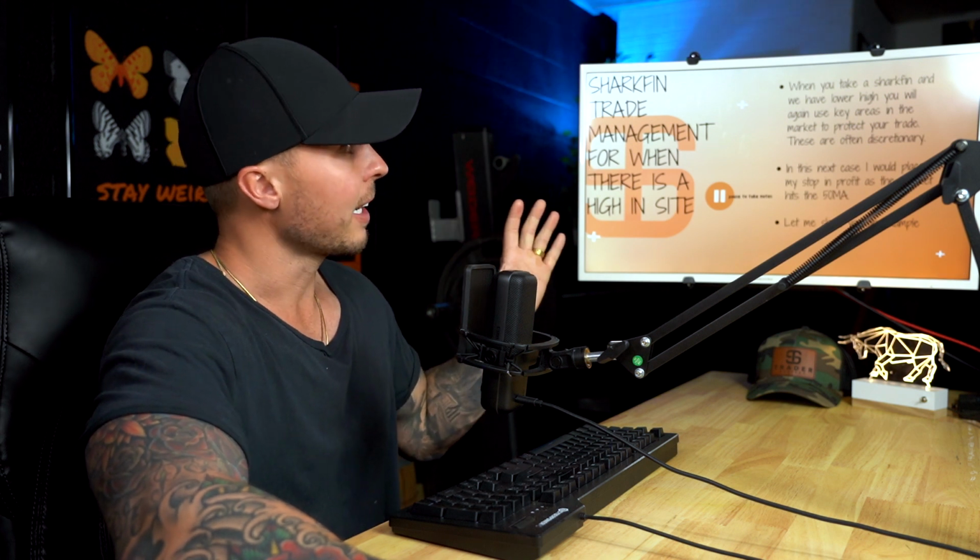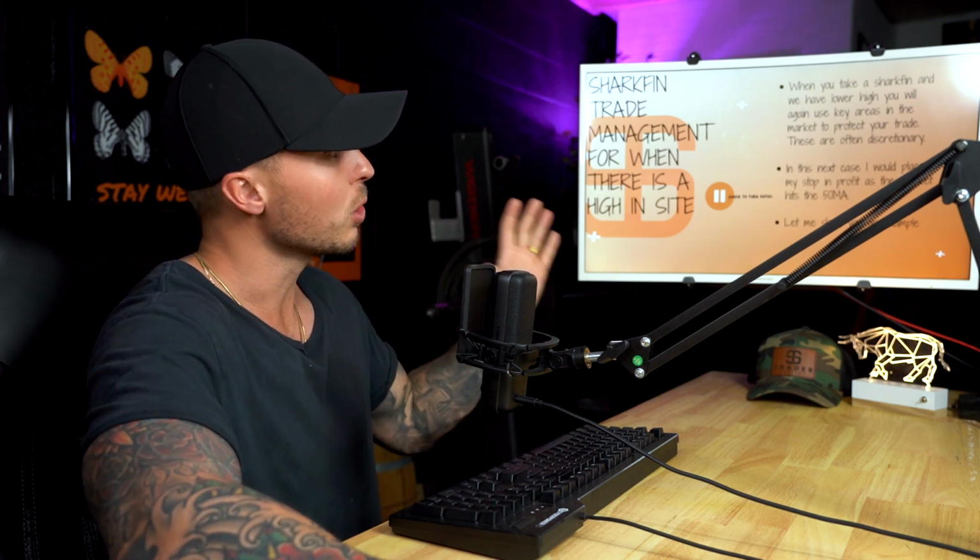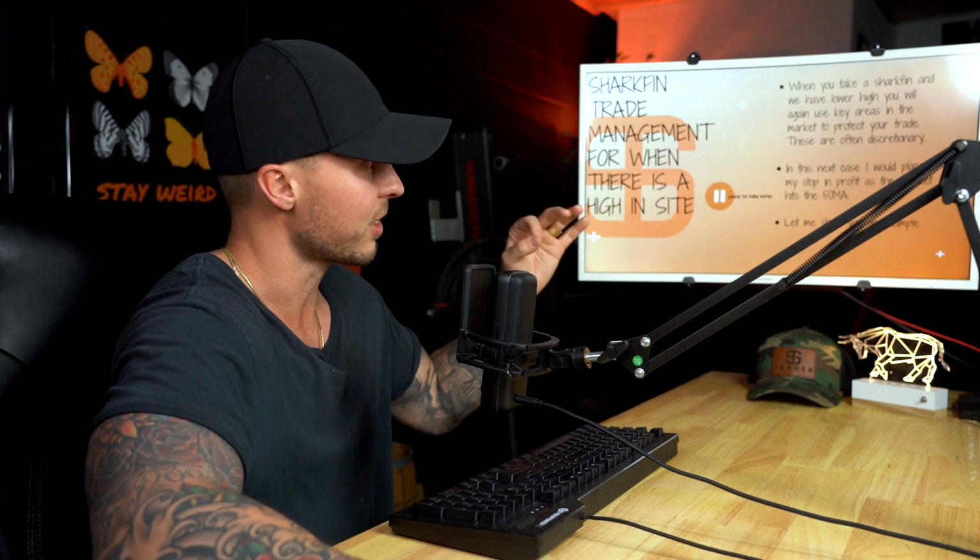When you take a Sharkfin and have a lower high, you will use the key areas in the market to protect your trade. These are often going to be discretionary moves, okay? So in this case, I would place my stop loss in profit as the market hits the 50 moving average. Let me show you an example.